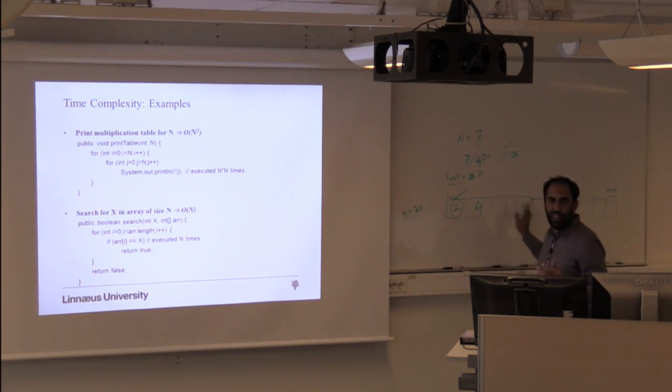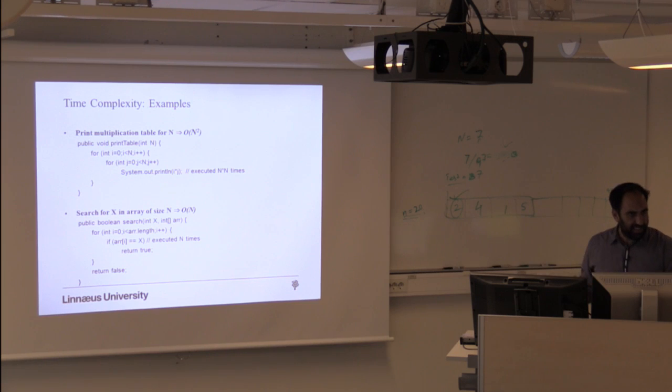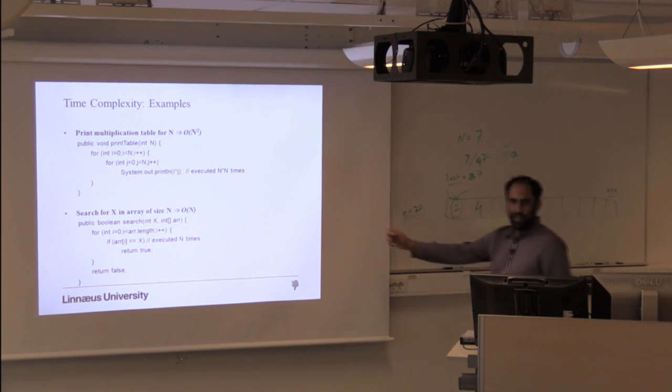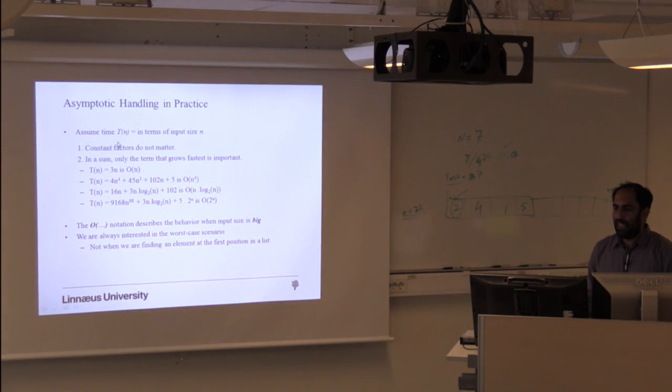If the list size is 4, I have to perform this 4 times. If the list size is 100, I have to perform this 100 times. If the size is 100,000, I have to perform this 100,000 times. Okay. So if you have a linear search algorithm, the time complexity of the linear search algorithm will be O(n). Okay. Here we have some more examples, and when we use this asymptotic analysis in practice, we assume that the time complexity is n, and here n is in terms of input size.